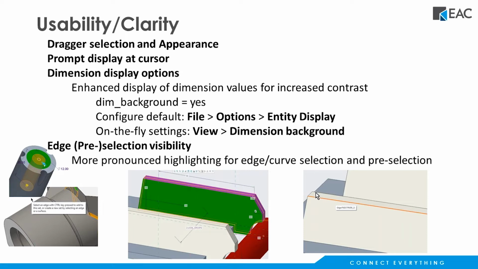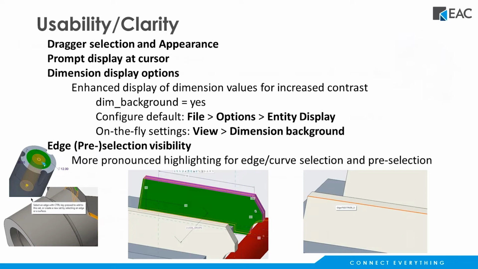And then finally, when you pre-select an edge, when you move your mouse over an edge and it automatically highlights, saying, okay, what do you want to do with this edge? That color and that brightness is magnified, or more pronounced now with the later build. So it's a little bit easier to see if you're highlighting an edge or not when you're creating other features.